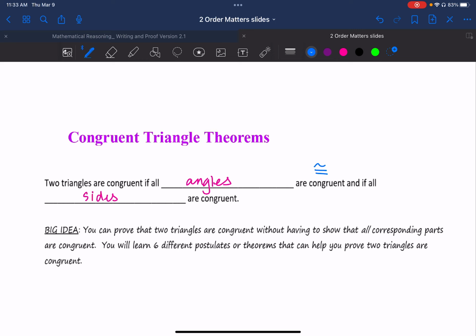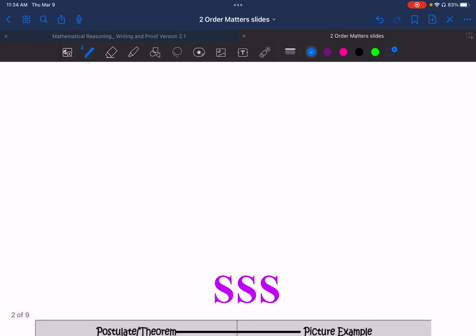The big idea, the big goal of today is building on this idea that we don't need every measure. We don't need everything to know if two triangles are congruent. We only need to know certain parts. If we know certain parts, we know that they are congruent. So let's look at these theorems.